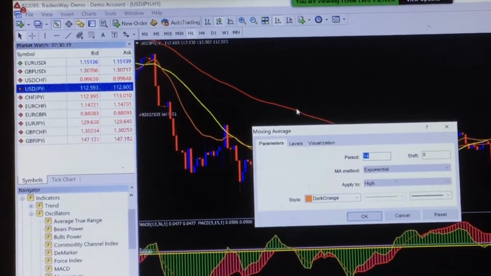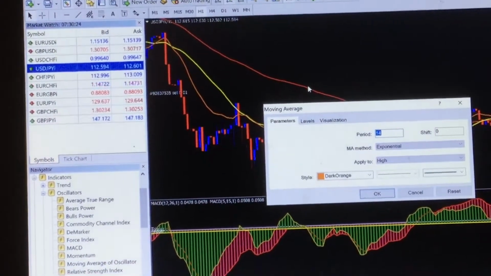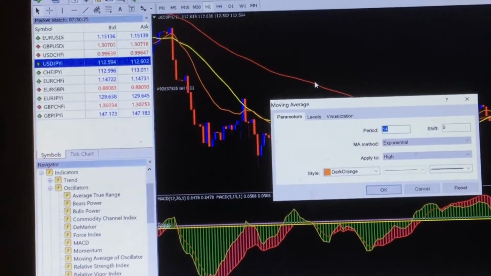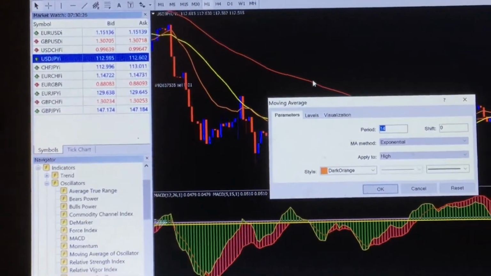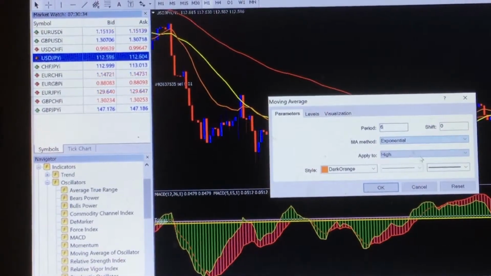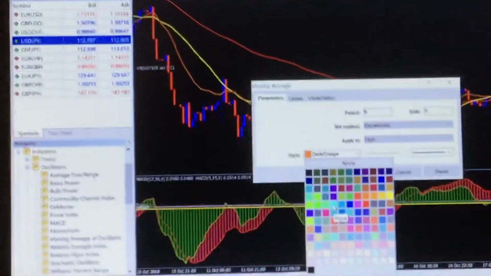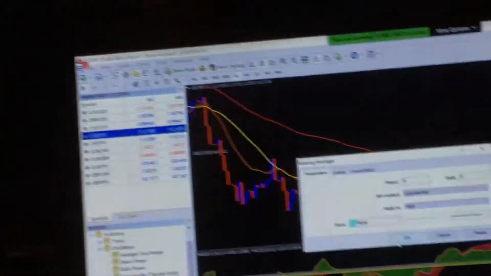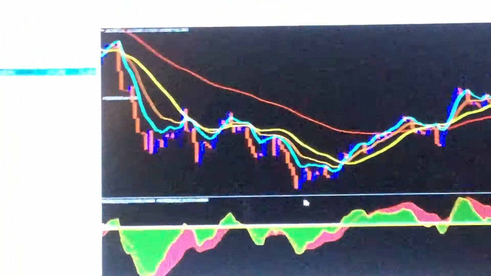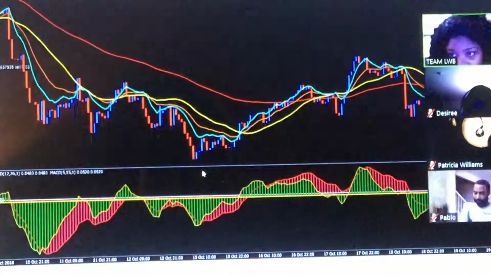Here's where, if you don't trade cryptocurrencies, use a number 6. If you trade cryptocurrencies, do number 3. For beginners, I would do a 6. Okay? 6. Exponential. High. Aqua. And those are the strategies that they use for the chicken foot.